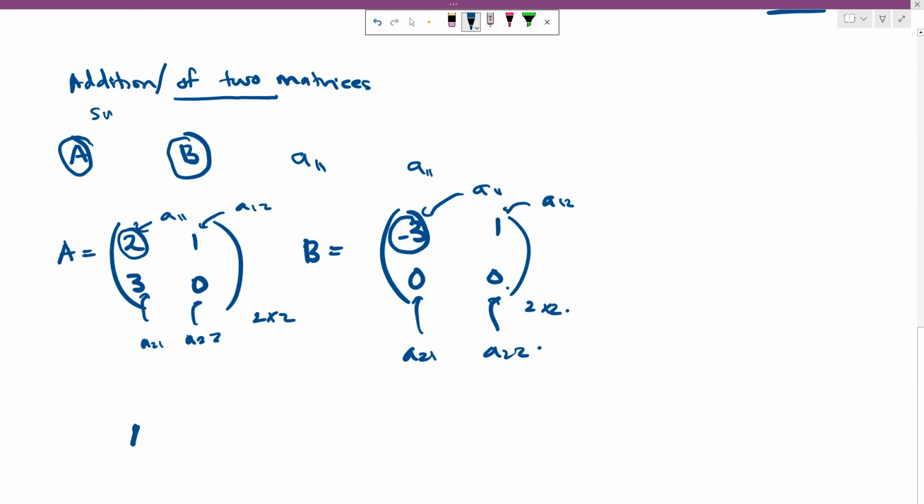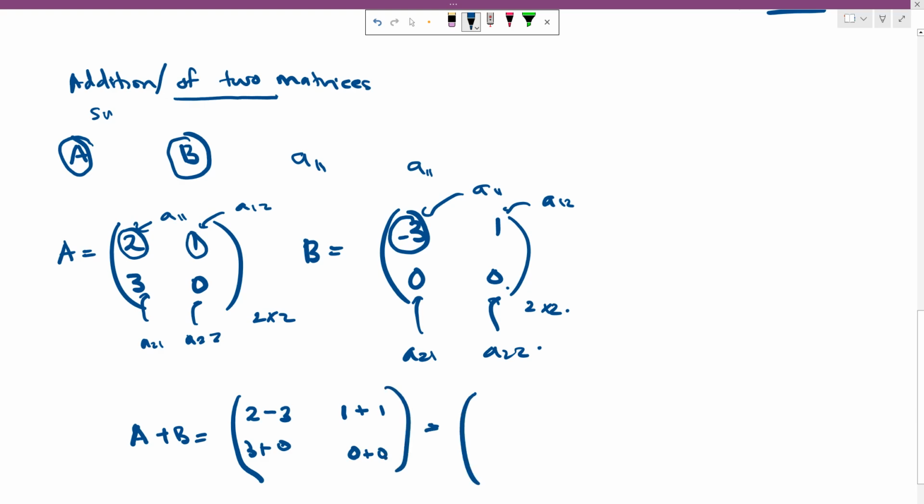Now if I want to find A plus B, then this is very simple. You have to just add these corresponding entries. So it will be 2, and when you are adding, you have to consider the sign also. 2 minus 3, then this plus this, so 1 plus 1, again 3 plus 0, and again 0 plus 0. So this will be equal to minus 1, 2, 3, 0.